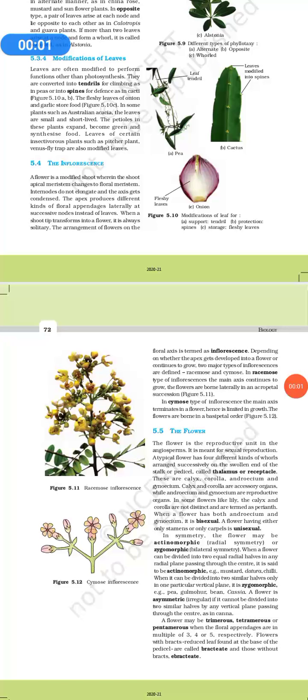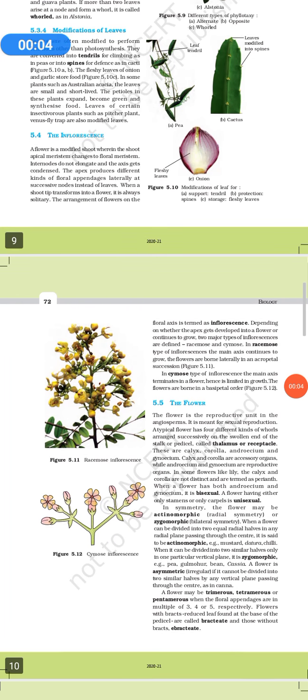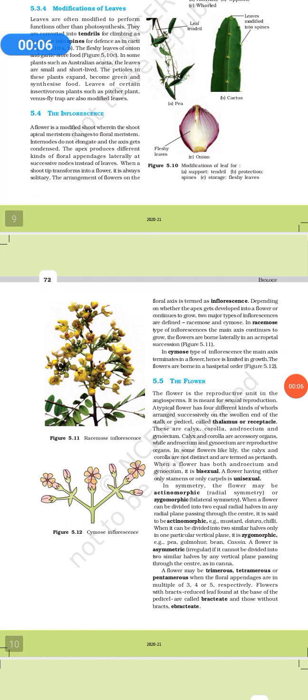Hello everyone, welcome. So coming to class 11 biology NCERT CBSE morphology of flowering plants, we are going to discuss the inflorescence. Inflorescence means arrangement of flowers on the floral axis. So how are the flowers arranged? Based on that, the arrangement of flowers can be racemose or it can also be cymose.